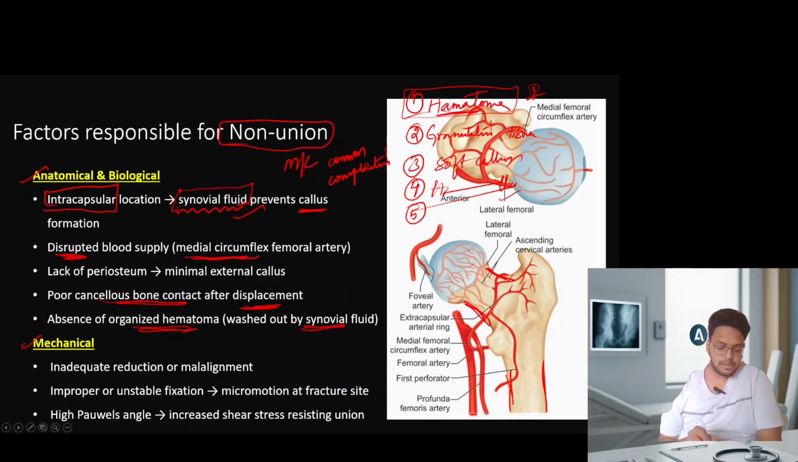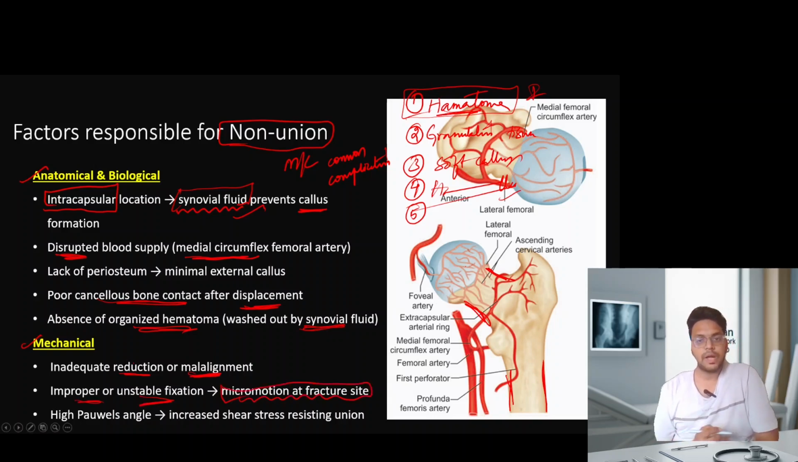One is there is no adequate reduction or there is a malalignment. Then because of unstable fixation or improper fixation, there is a micromotion at the fracture site. The fracture is not properly fixed, so there is a micromotion at the fracture site. That's why the fracture will not unite. This is the mechanical factor.